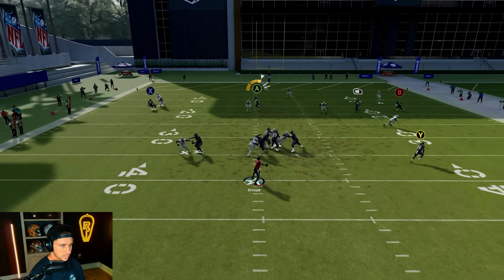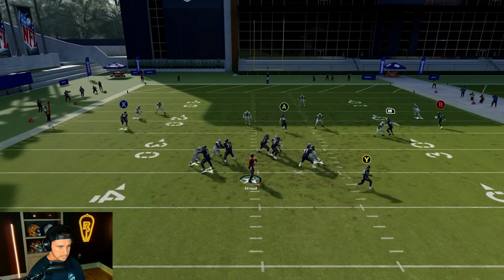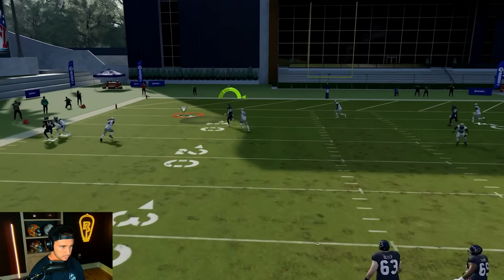X is no good. We got A. We got A though. The safety wants to come down. Read it across the board. We went X to A to RB. Let's do it again. X, no action. Again. Just keep taking A.